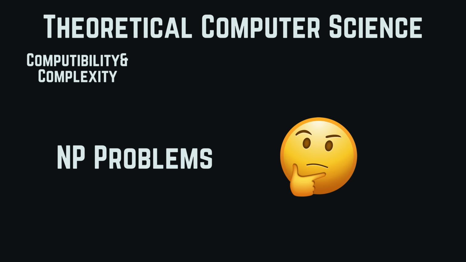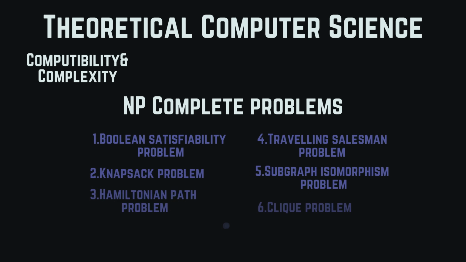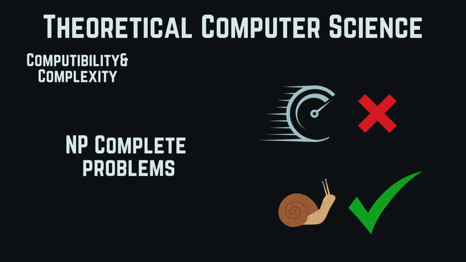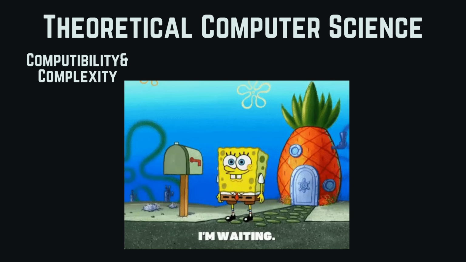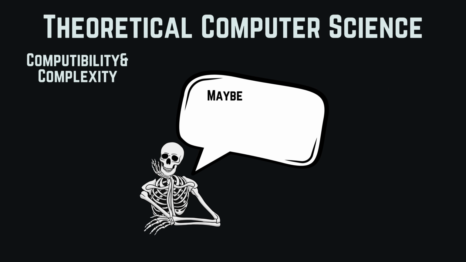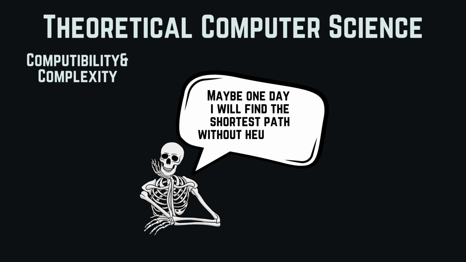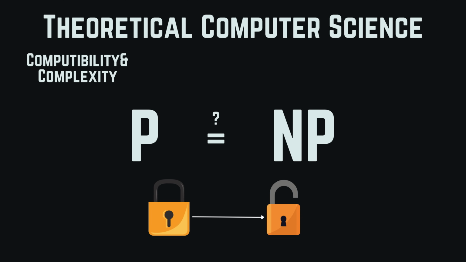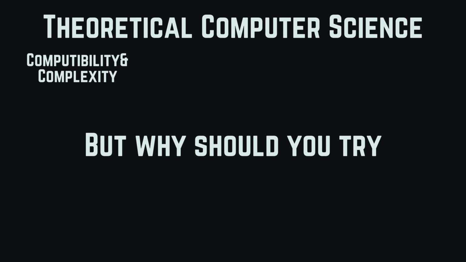What is the problem now with these NP problems? Well, there are so-called NP-complete problems, and nobody found a solution in polynomial time for them. And problems that don't run in polynomial time will take a very long time to compute. So long that when you wait for the result, you might already be dead. But as mentioned, the worst thing is that nobody has proven yet whether these problems are in P or not. So if you still have any spare time while studying computer science, maybe you are the genius who is cracking this mystery. But why should you try, you might ask?